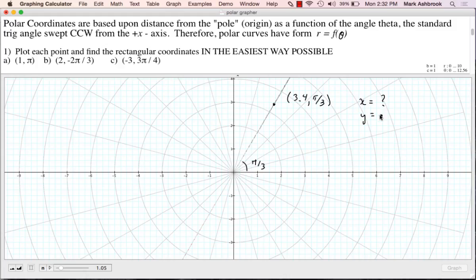That point has x and y coordinates as well, because every point in the plane has x and y coordinates. So for this point, pi over 3 and 3.4, what would its x and y coordinates be? Can you figure it out? Let me just highlight this here. That's the distance from the pole, our r value, 3.4, at pi over 3. How would we get the x and y coordinates of that point?